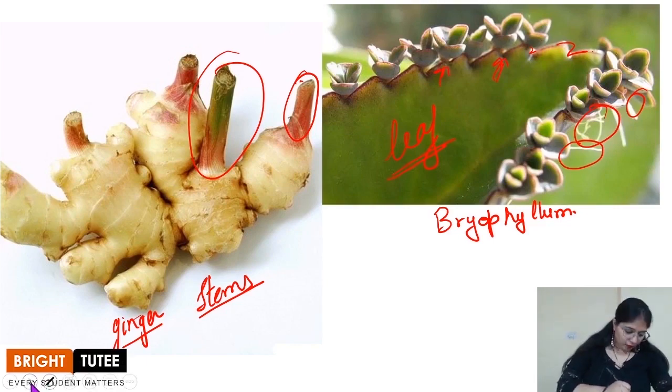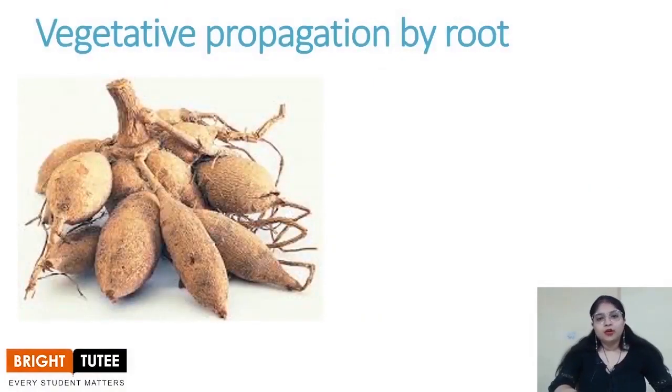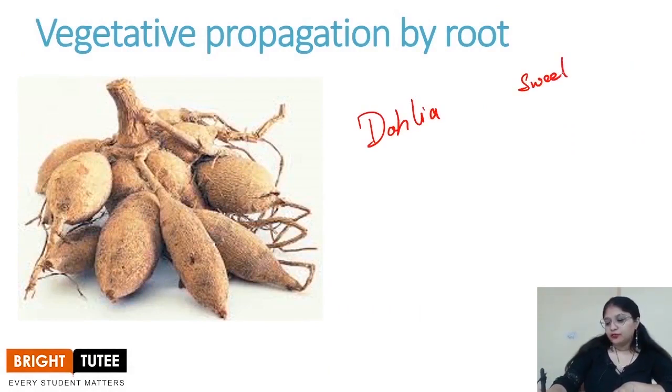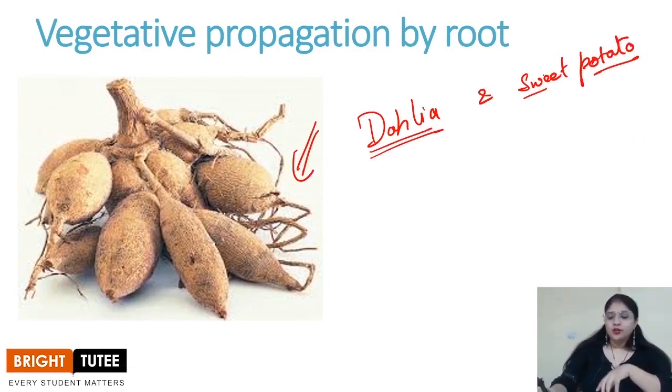In some of the plants, roots also play a very important role for the growth of new plants. Some of the examples are dahlia and sweet potato. Both of these are roots which are used for the growth of new plants, right? So over here we saw that all the three important vegetative parts, or rather four important vegetative parts, that is the stem, the vegetative bud, the leaf and the root, are capable of producing new plants.